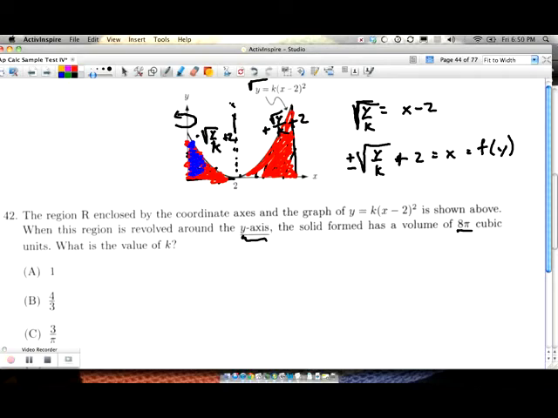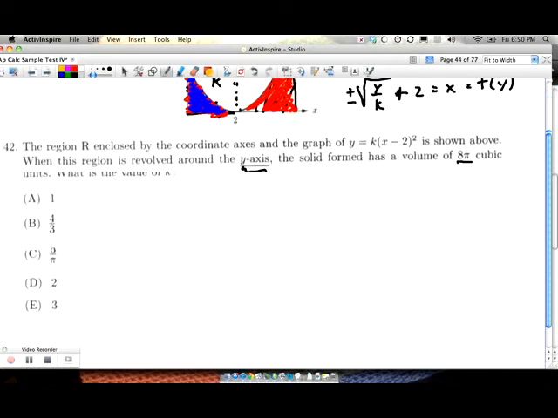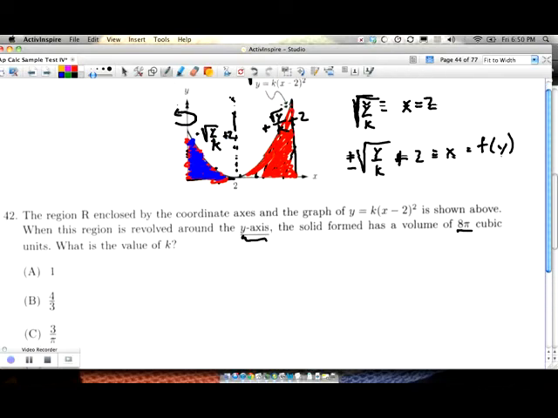So we'll do the blue area. I'm going to try something here. I have a little hunch, and I think it might help me figure out where k is.